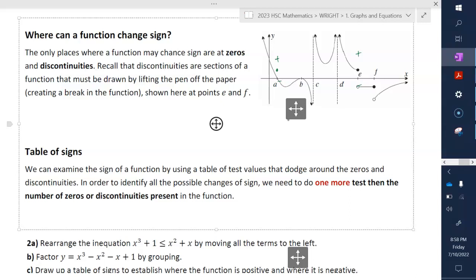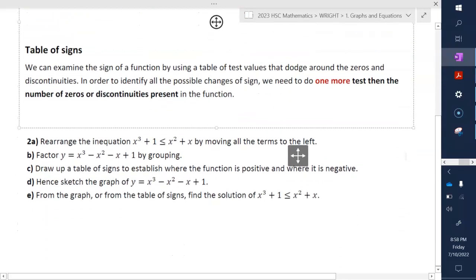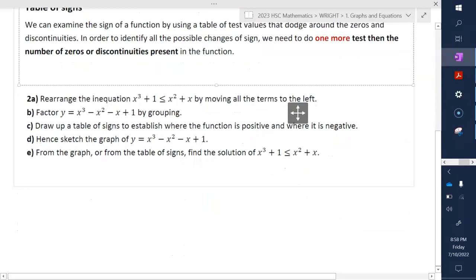What that can do is tell us whether the function is positive or negative either side of that point, and we can figure out what to do when we're graphing it. We need to do one more test than the number of zeros or discontinuities present. So if we've got one zero here, we want to test both sides of it, so we need to test twice. Same over here: if this is a discontinuity, we need to test either side of that point. So we're going to use that idea by having a look at this equation down here.